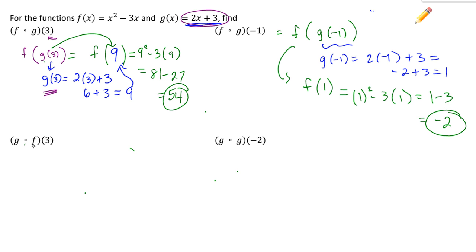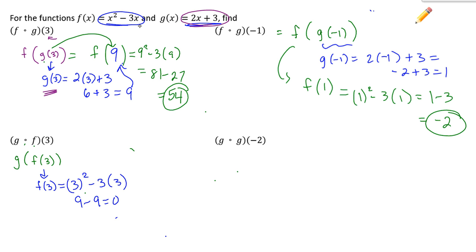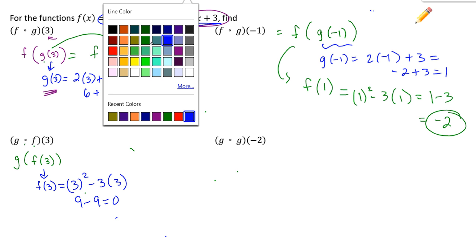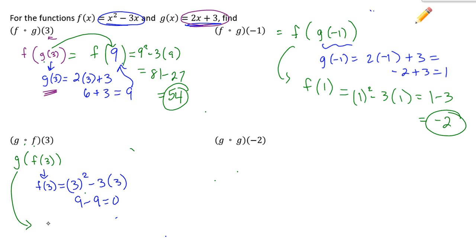This one now says G of f of 3. So f is actually getting plugged into G. Of x, that guy, replace all the x's with 3's and end up with 0, which means this guy is now G of 0. And when you plug that into the G function, you get 0 plus 3, which is 6.